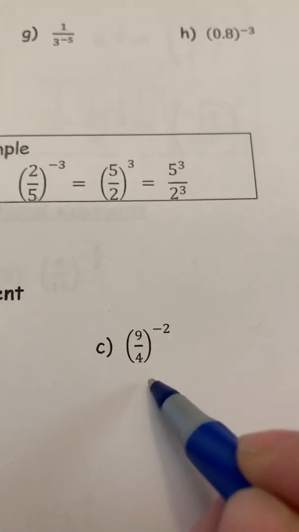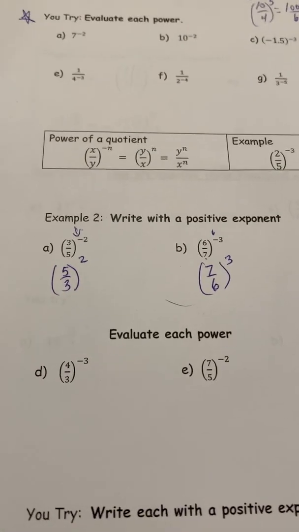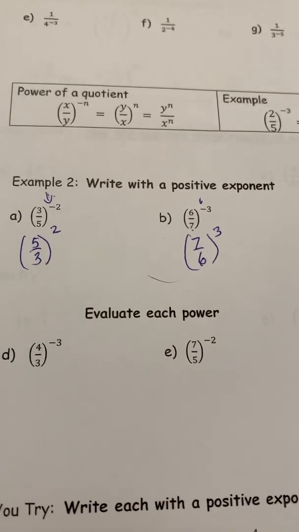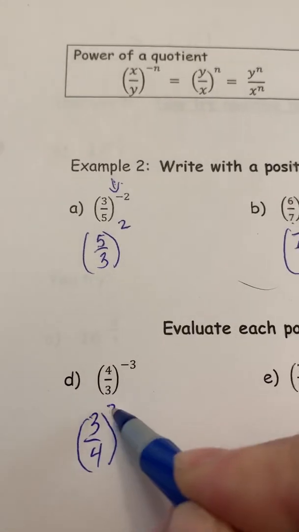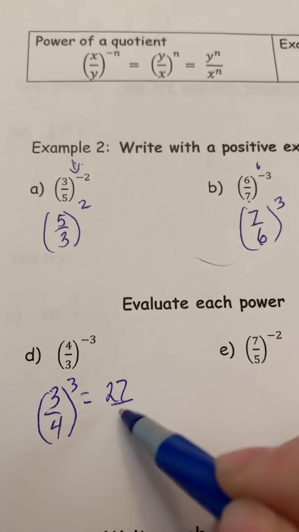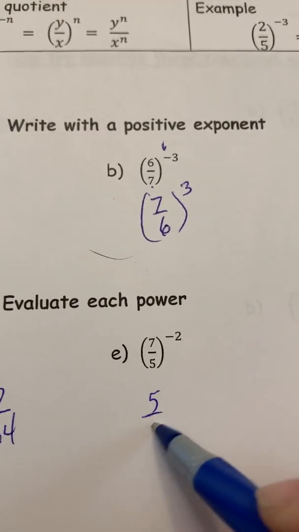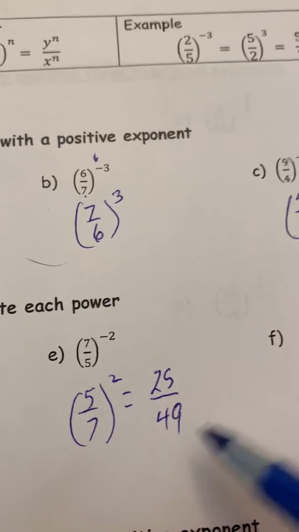Over here, we're going to have 4/9 squared. Okay, so now if we are to evaluate each power, evaluate means we're going to find the answer. So here we're going to get 3/4 cubed. Okay, we say I have a negative exponent, so we're going to get 27/64. Here, 5/7 squared, 25/49.